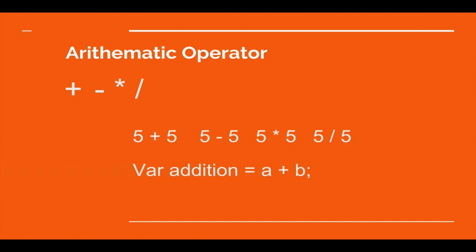So here you can see I'm creating a variable addition, which is equal to a plus b. There's a variable a which has a value in it, and the variable b which has a value, and we are adding those variables. It could be strings, it could be numeric digits. So the next thing we're going to talk about is shorthand.